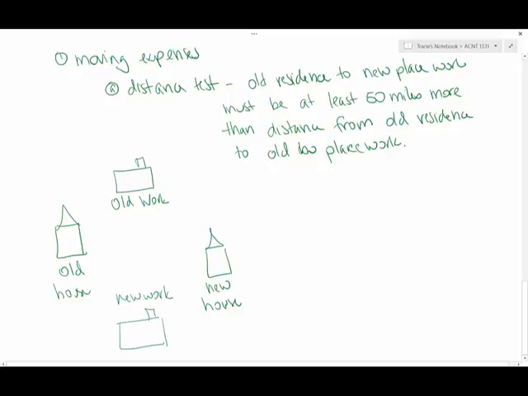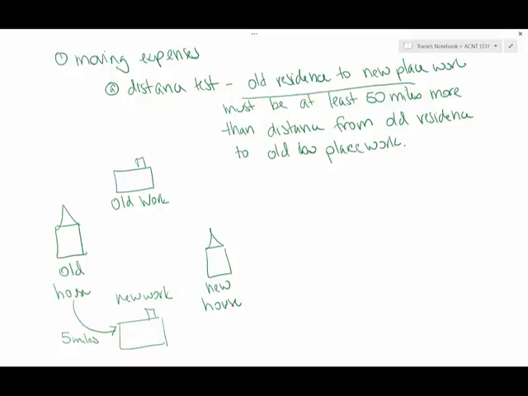Okay, so the first thing we're going to do is take the old residence to the new place of work and find the distance between them. So let's say that distance is 5 miles. Old residence to new place of work, okay?